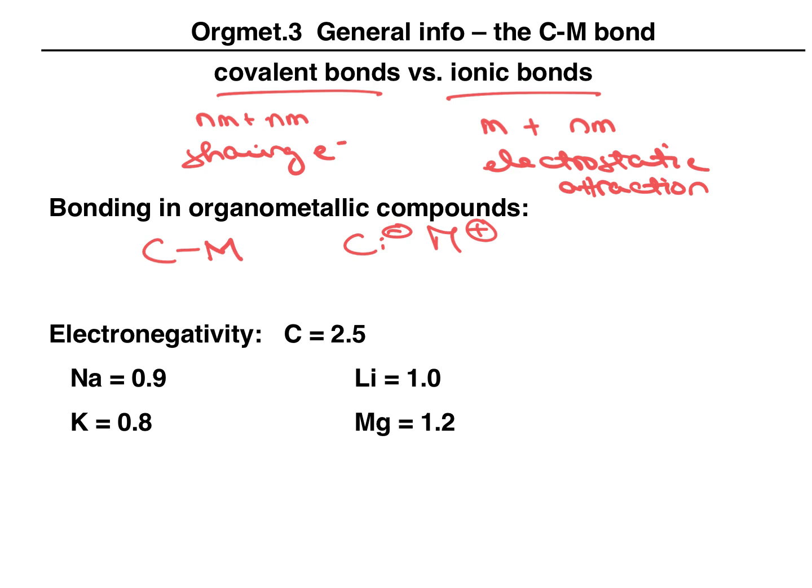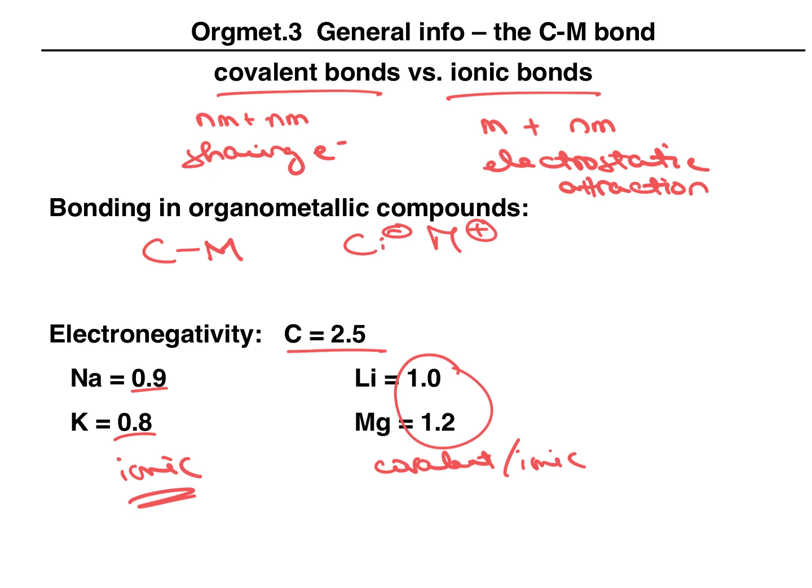So we could consider the difference in electronegativity. Carbon is 2.5, sodium and potassium 0.9, 0.8. Here there is a really big difference. And so a carbon-sodium bond or carbon-potassium is going to be highly ionic. With lithium, magnesium, now we're looking somewhere between covalent and ionic. So we can think of it as being slightly covalent, but very, very polar. All right, so different from what we've talked about before, there really is kind of a whole spectrum of bonding characteristics.